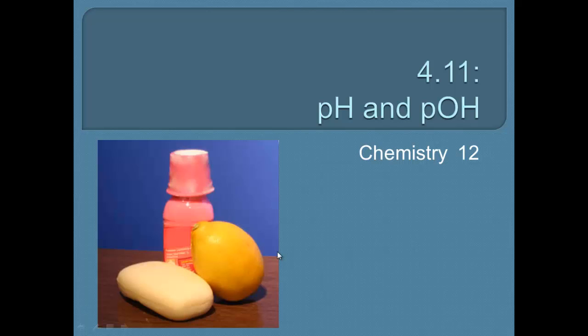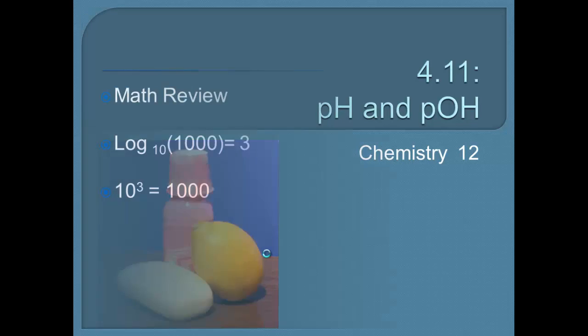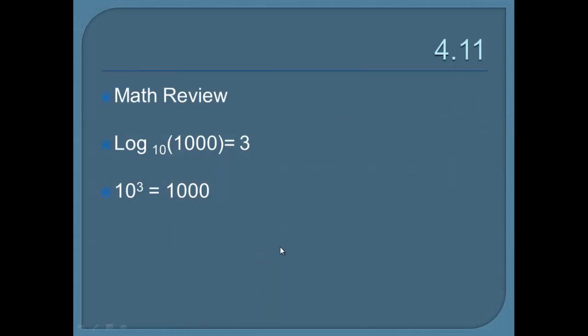Welcome to lesson 4.11. Today we are looking at the pH and pOH scale, explaining what these things mean, and we'll be doing some calculations with pH, pOH, H3O plus, and OH minus concentration. So first of all, quick little math review.